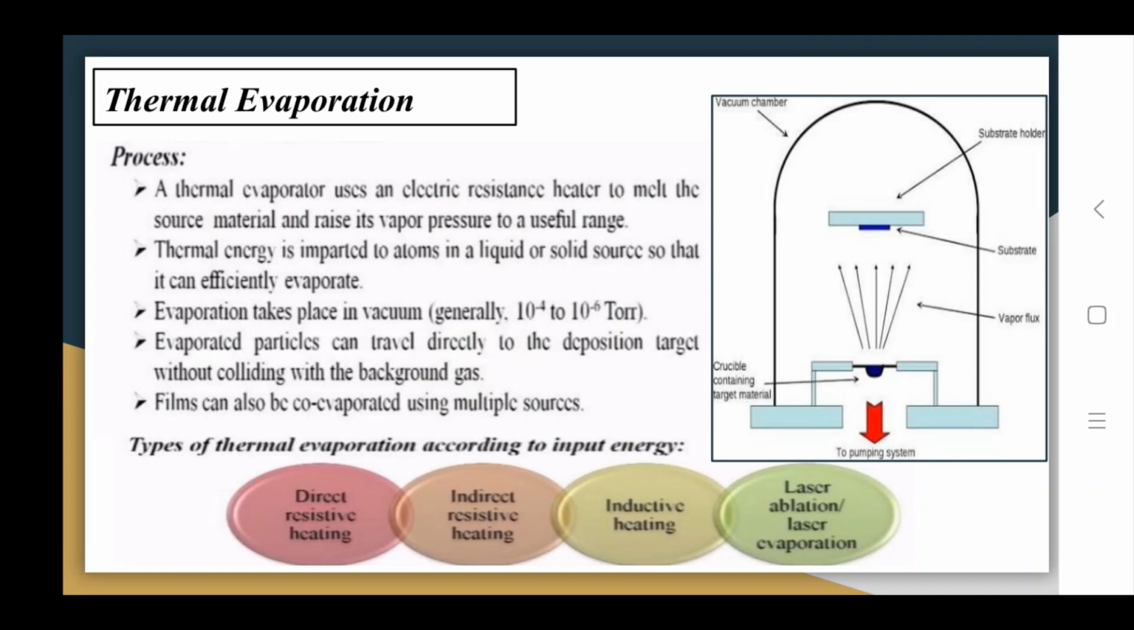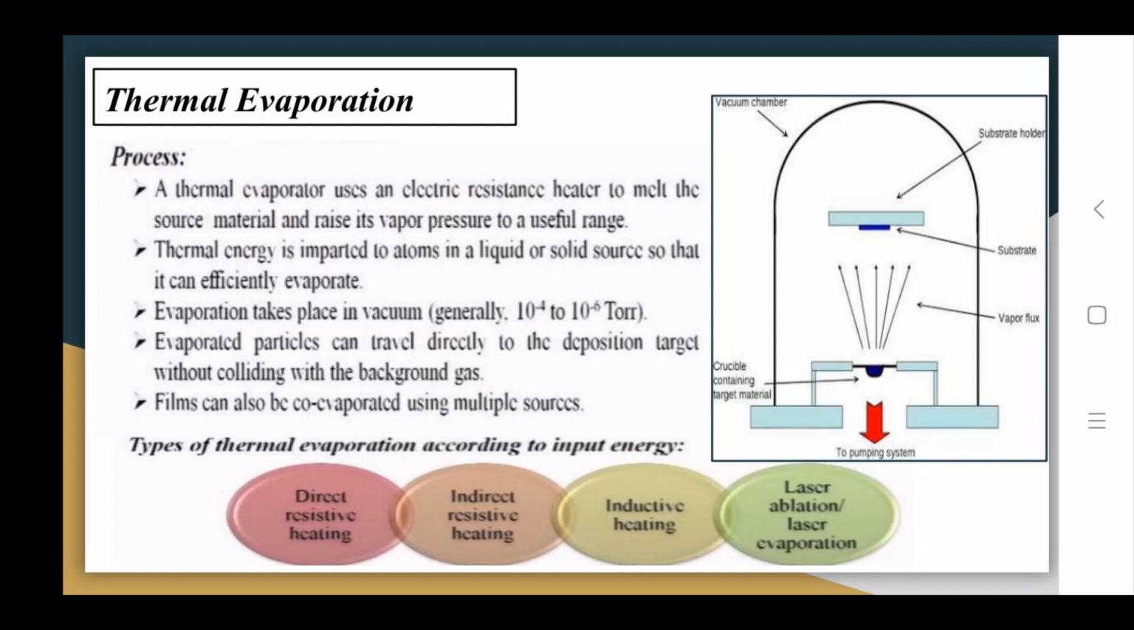Now the thermal energy is imparted to atoms in a liquid or solid source so that it can efficiently vaporize. So vaporization takes place in vacuum. Generally we use a high vacuum, because otherwise, if we do not use the vacuum or maybe certain kinds of inert gases, the vaporized material can react with environmental oxygen or moisture, and it can form a new material or some unuseful material.